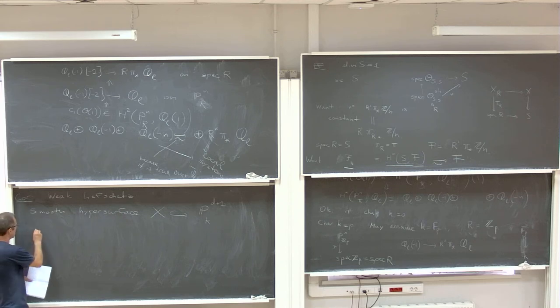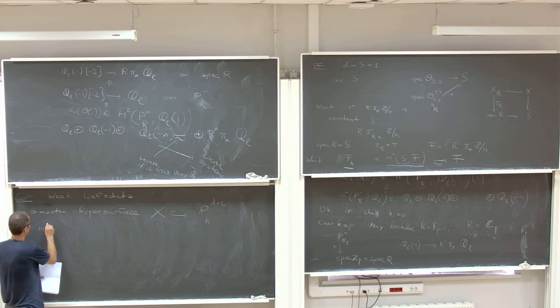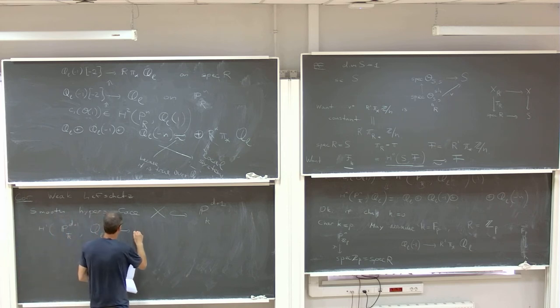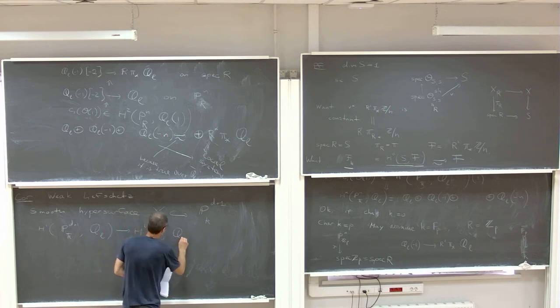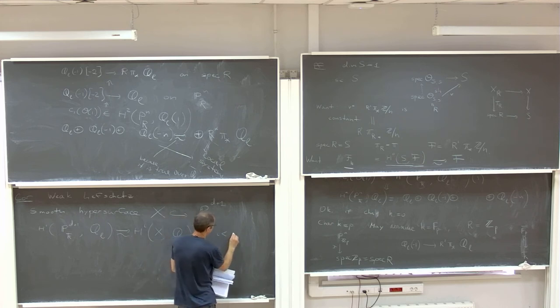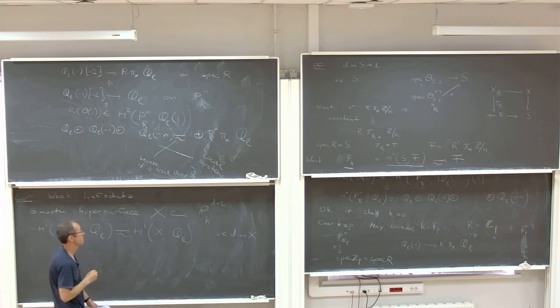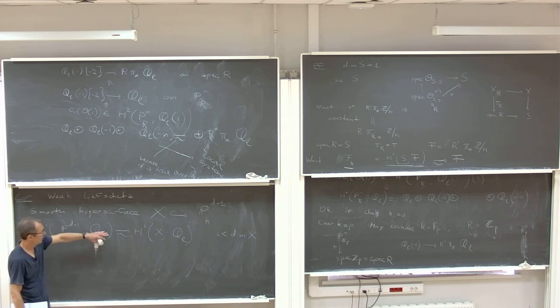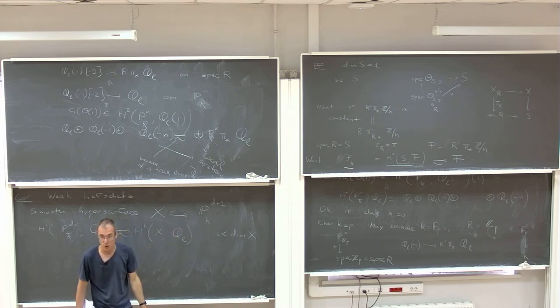So the statement is that the restriction map from the homology of projective space P^(d+1) over k bar to the homology of X is an isomorphism in degrees less than the dimension of X. Of course, we already know what the homology of projective space is. I will not prove it from scratch. Instead, I will use the proper base change theorem to reduce it to the case of complex numbers, where the statement is known.